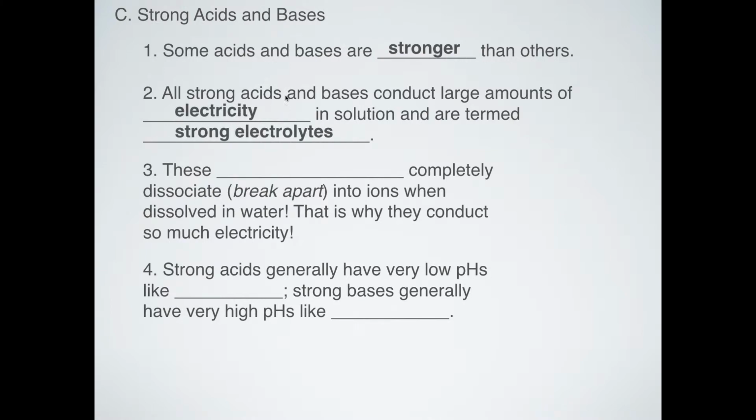So strong acids and strong bases conduct large amounts of electricity, and we call those strong electrolytes. You're used to seeing the word electrolyte probably on a Gatorade bottle or something, and that's because electrolytes are important in conducting electricity, and that's what neurons in your brain use in order to send signals. So when we say it's a strong electrolyte, what we mean is that it breaks apart completely. When you put it in water, the ions dissolve completely, and that's why they conduct electricity.